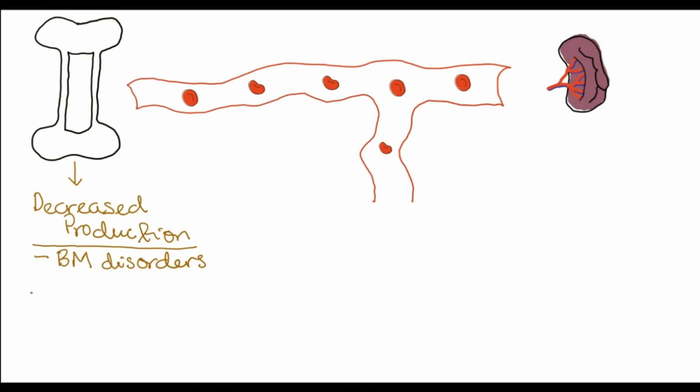Another cause of reduced production of red cells is nutritional deficiencies. Certain nutrients like iron and folate are required for proper development of the red blood cell, whether it's for heme production or for nuclear maturation. So we can understand how a deficiency of these nutrients would cause a reduction in red cell production.